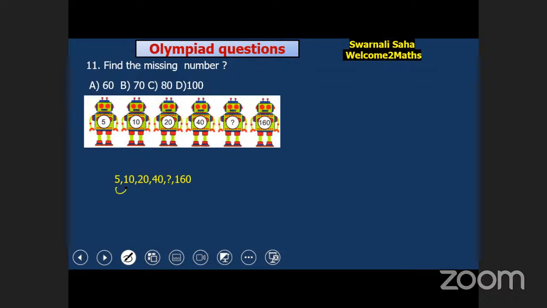5 2s are 10. 10 2s are 20. 5 into 2, 10 into 2 is 20. 20 into 2 is 40. So 40 into 2 is 80. And whenever you multiply 80 by 2, you get the next one, 160. Okay, fine.